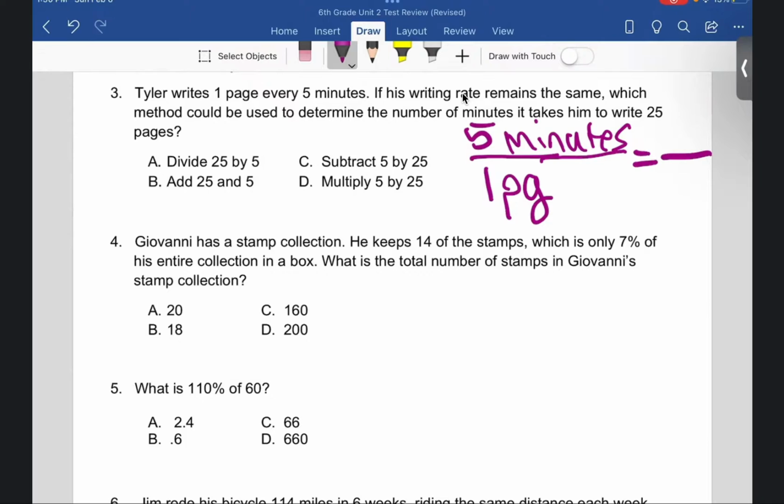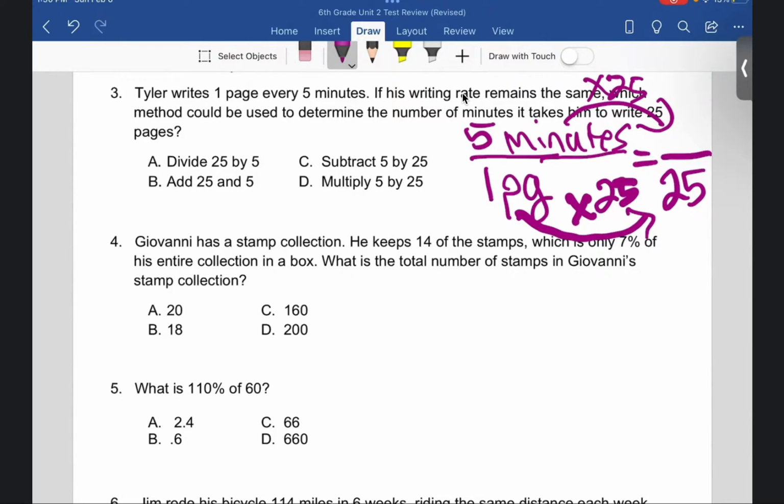So, we know that Tyler, we want to find how long it takes him to write 25 pages. So, to get from 1 to 25, we multiplied by 25. Then we're going to multiply the top by 25. So to find out how much time, to determine the number of minutes it takes him, what did we do? We multiplied 5 by 25. We already know he read 25 pages. We had to multiply the 5 times the 25 to get the minutes, right? Awesome.